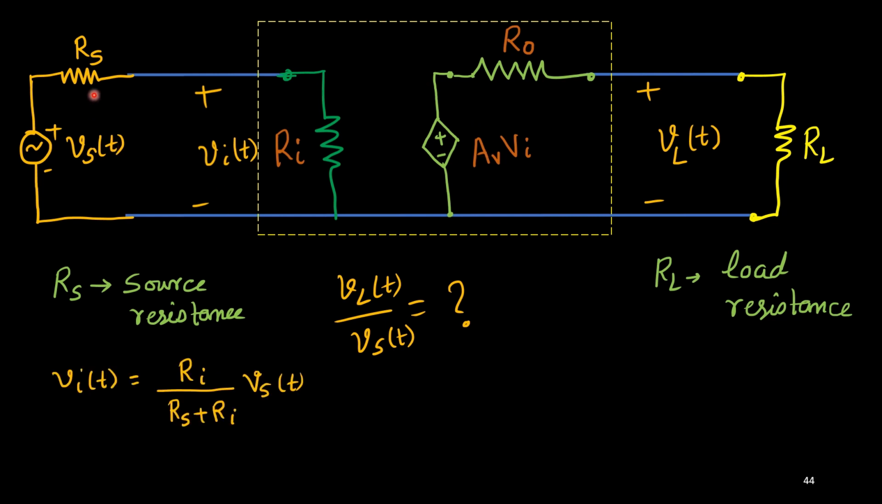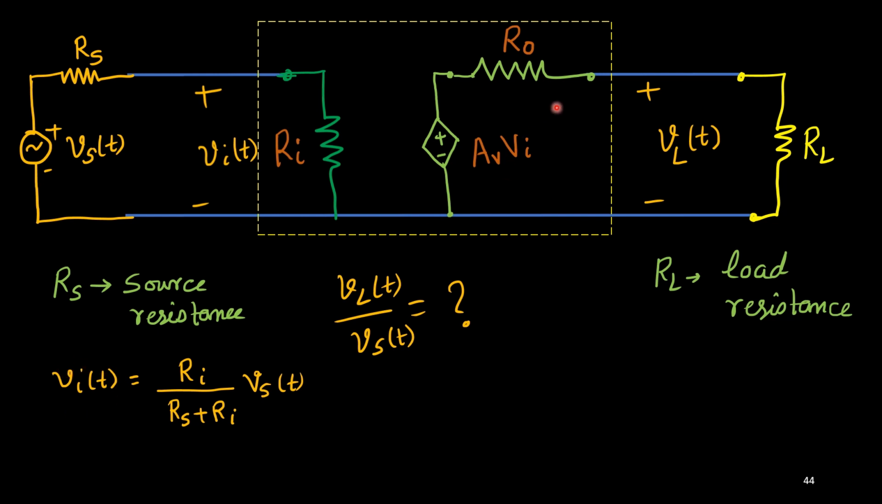So how to find this Vi? Look at the input side carefully. This is your source, with the source resistance Rs, and this is your resistance Ri. All are in series, so this is one series circuit and it is completely independent from the output side, so we can analyze it. As two resistors are connected in series with one source, I can use the potential divider circuit that I discussed in my previous videos. So the voltage across Ri will be Ri upon the total resistance Rs plus Ri, times Vs, the supply voltage. So this is your Vi.